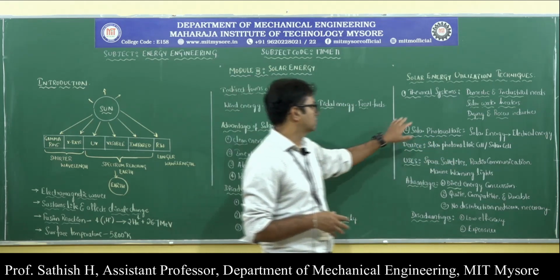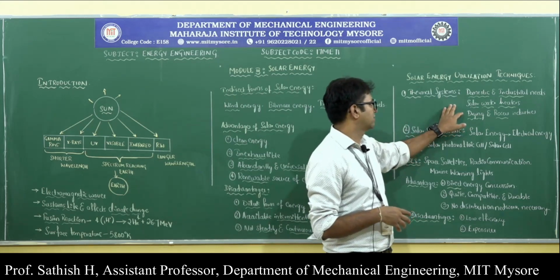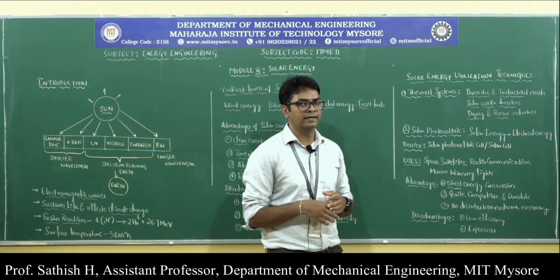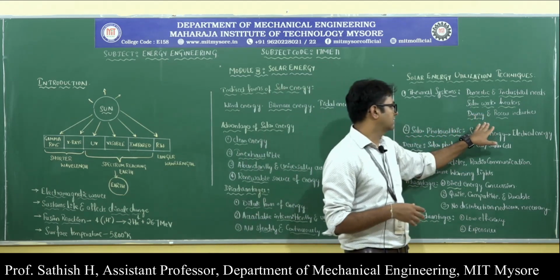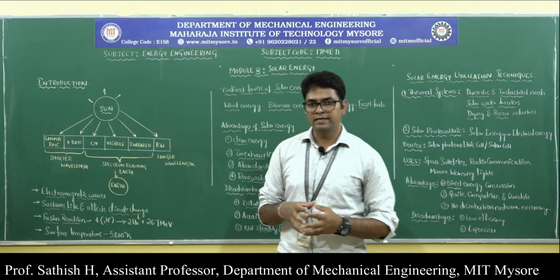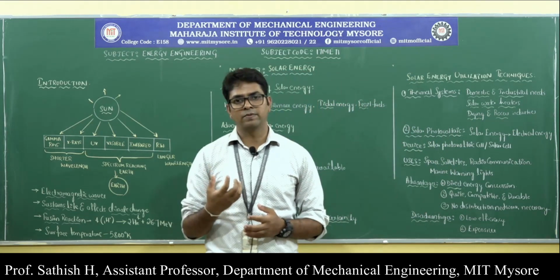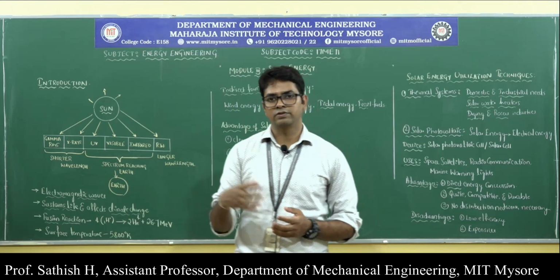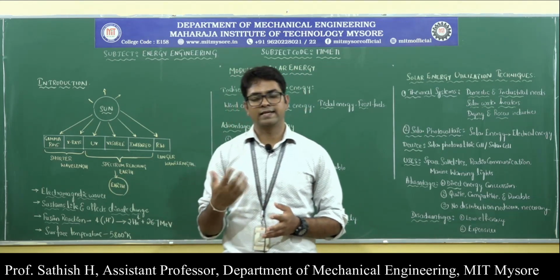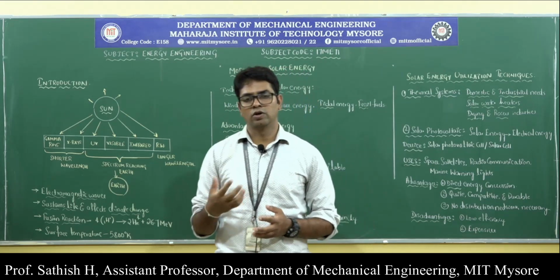What do you mean by thermal systems? Let us see some examples. They are used in domestic and industrial needs, such as solar water heaters, and drying and process industries. In this case, the energy coming from the sun is converted into heat energy or thermal energy. One of the examples is the solar water heater.